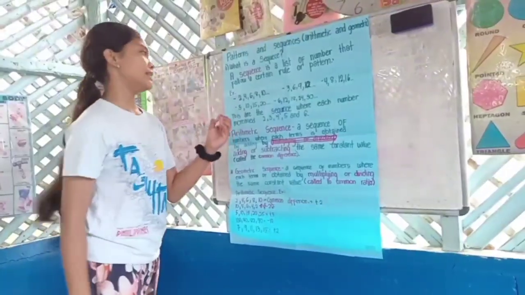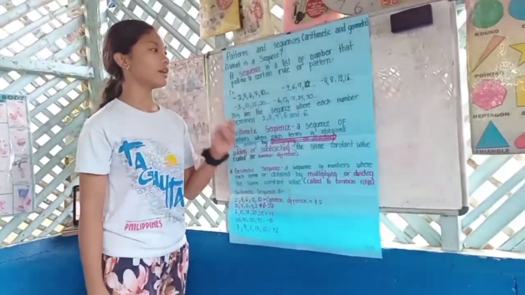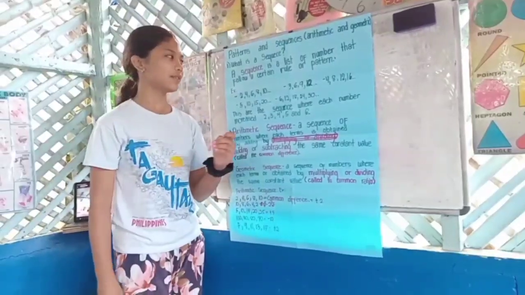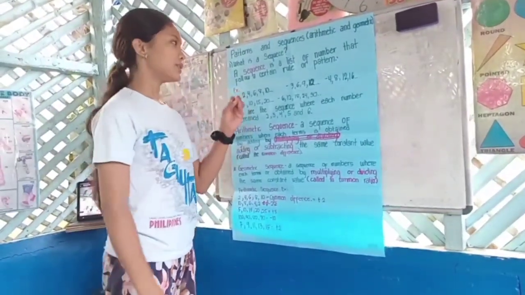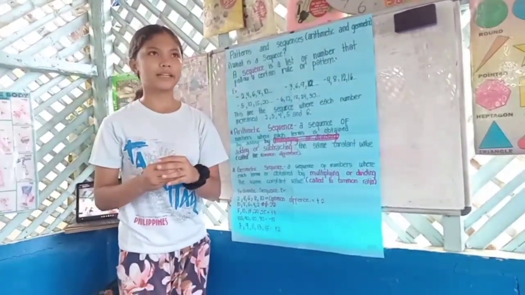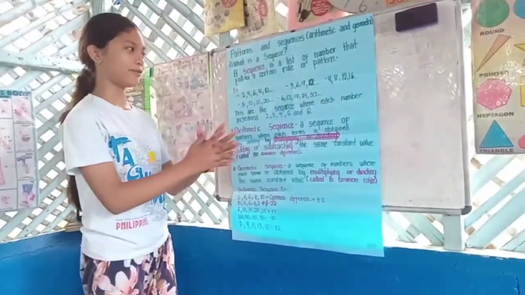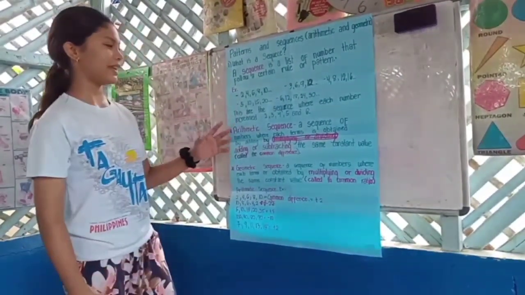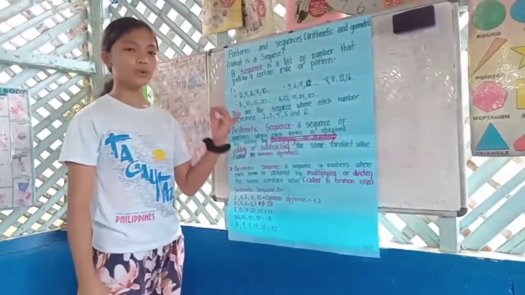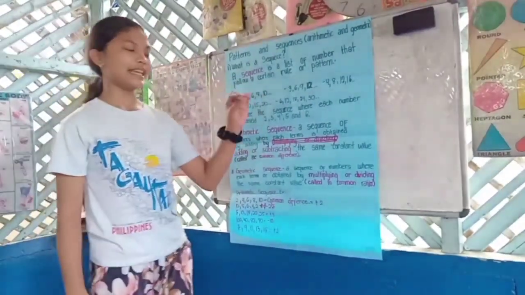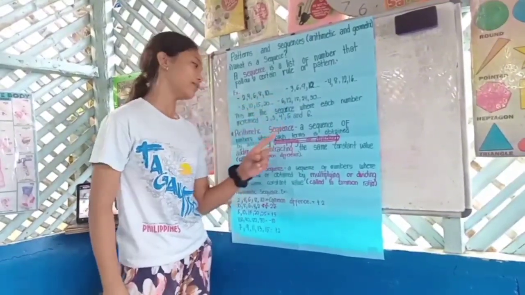I am going to tackle the patterns and sequences, or rather, arithmetic and geometric sequences. What is a sequence? A sequence is a list of numbers that follow a certain rule or pattern. From the word itself, sequence, it is like things that follow one after another in form. An example is 2, 4, 6, 8, and 10. Next is 3, 6, 9, and 12.